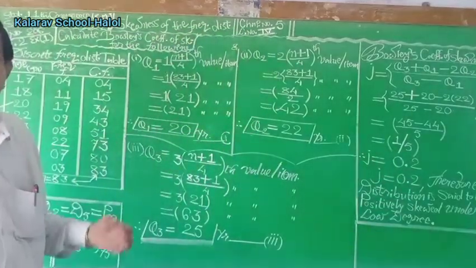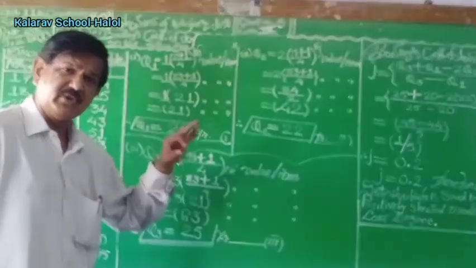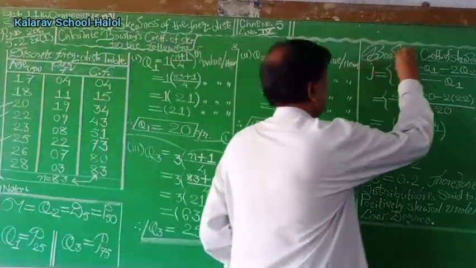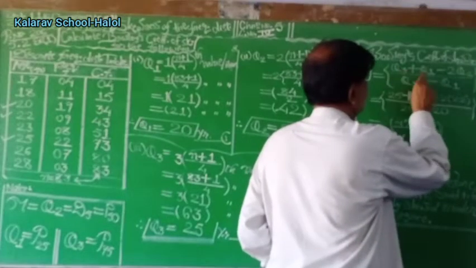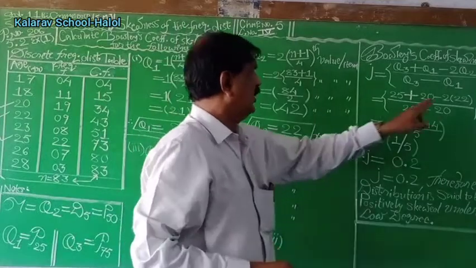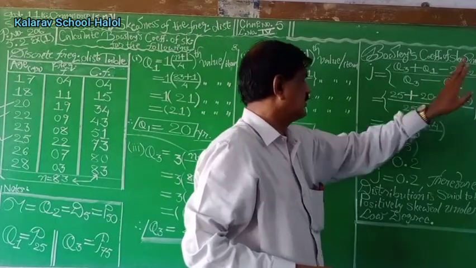Means just a revision of chapter 3 and chapter 4 becomes chapter number 5. This formula is Pauli's method: Q3 plus Q1 minus 2 times Q2 upon Q3 minus Q1. Sometimes instead of Q2, the median can also be used.